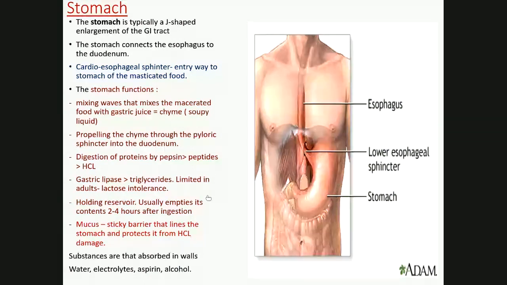There is a lot of mucus secreted by our stomach's gastric glands, and the purpose of the mucus is protective. We want to protect the lumen of our stomach from the hydrochloric acid that is secreted in this area. There is some absorption that occurs in the stomach, very little. We have the ability to absorb water, electrolytes, aspirin, and alcohol.